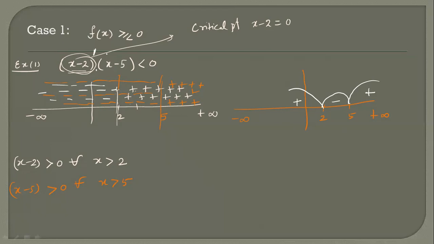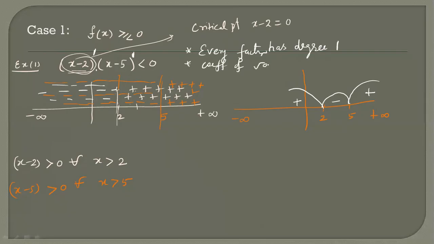When the degree of every factor is linear, meaning 1, remember this important point: every factor has degree 1. And second, the coefficient of the variable is positive. These two are important conditions for solving any linear inequality. Here x is the variable, and in both cases the coefficient is plus 1, which means positive. So the signs will always alternate, starting from the right: plus, minus, plus.